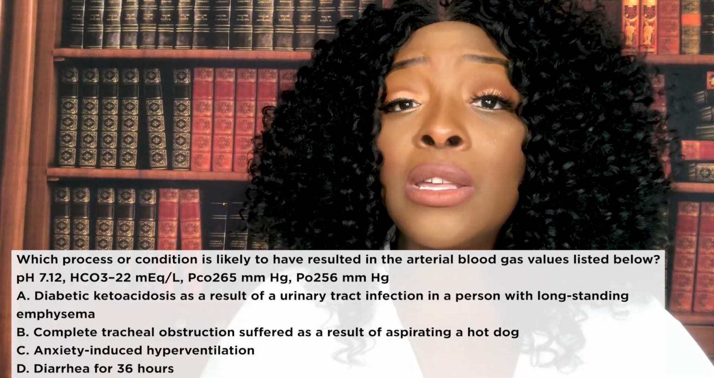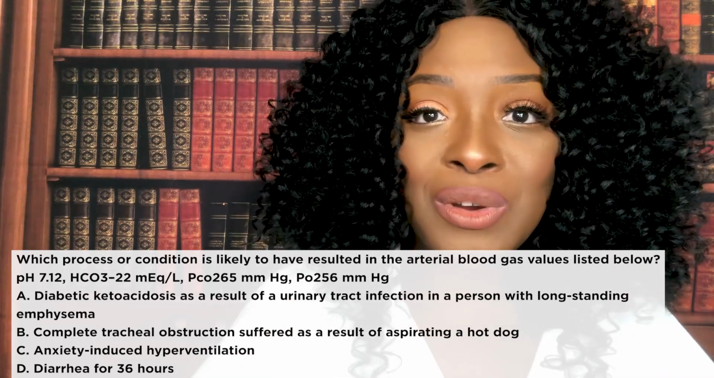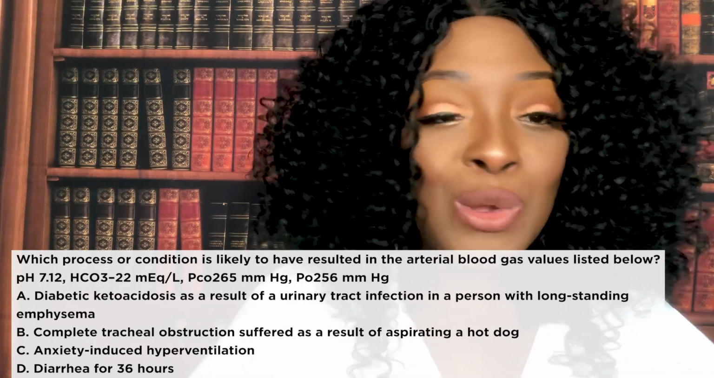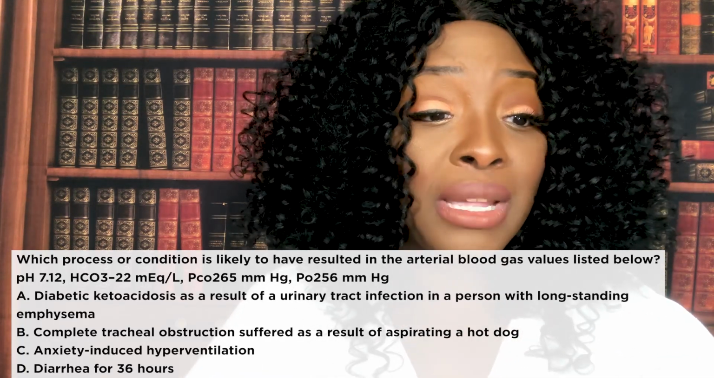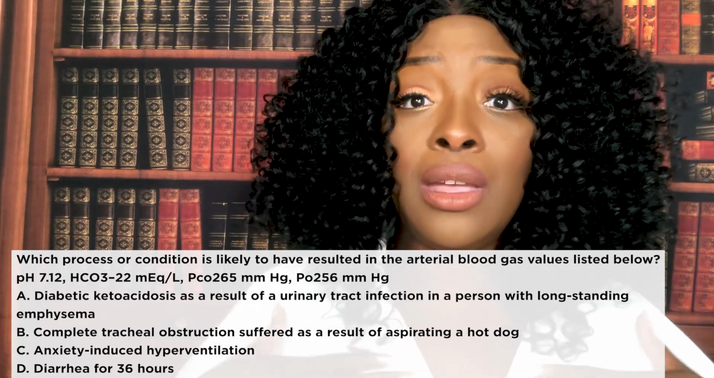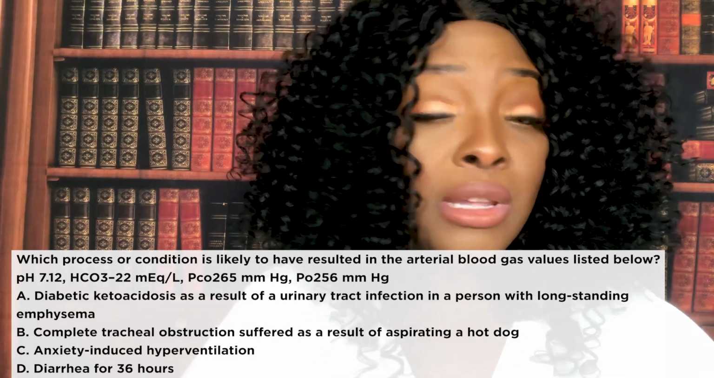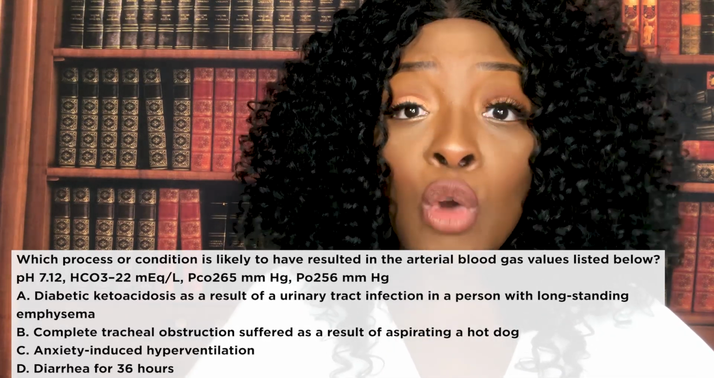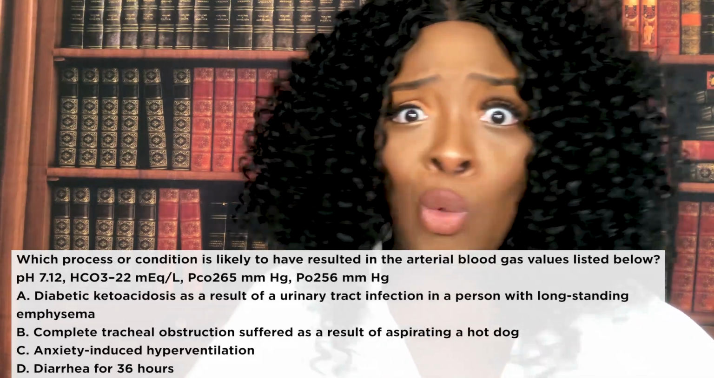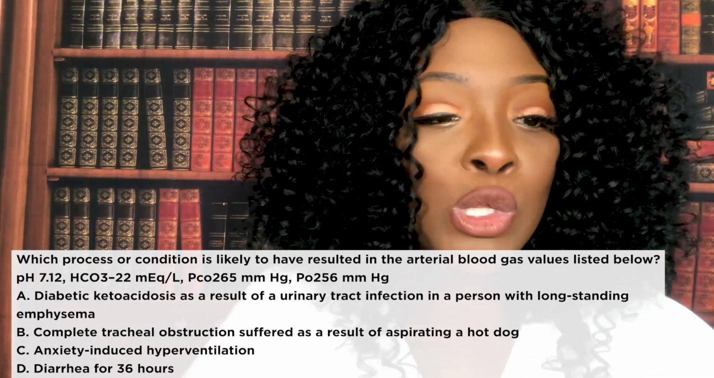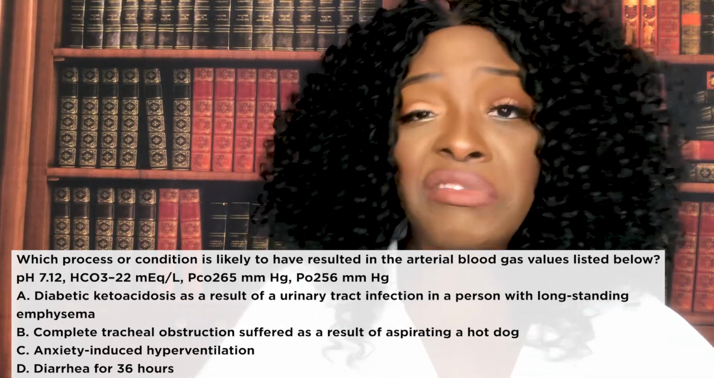And what's responsible for CO2? The lungs. So that's how I know I'm dealing with respiratory. Okay, so now I know my patient is in respiratory acidosis. I know it's respiratory because the CO2 is out of whack, and I know CO2, the lungs are responsible for CO2, and I know it's acidosis because look at our pH, it's 7.12. In your normal range, it's supposed to be 7.35 to 7.45, okay? That 7.12 is way less than 7.35. So now I know my patient's going through respiratory acidosis. I don't even have to look at anything else.